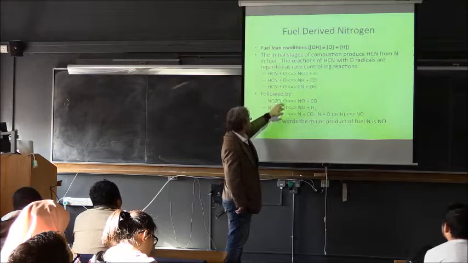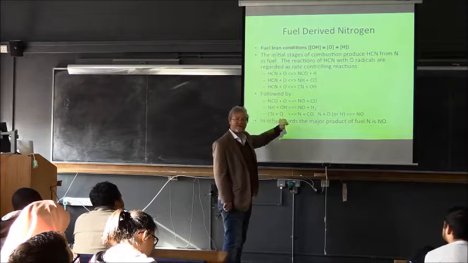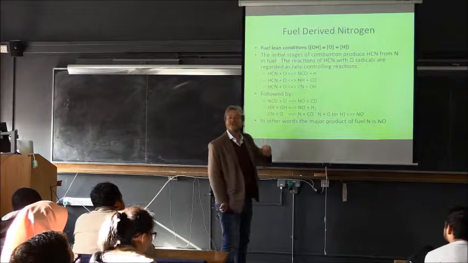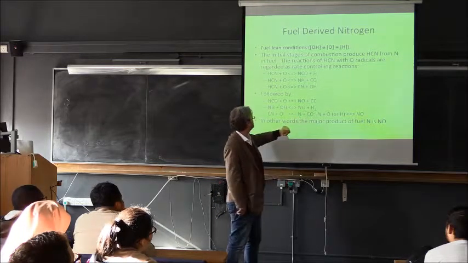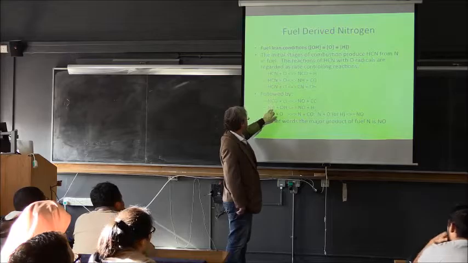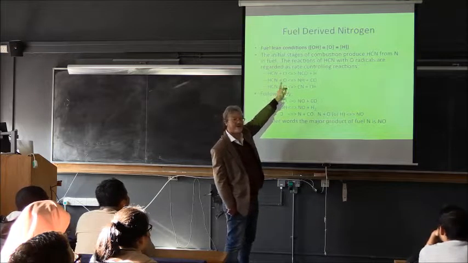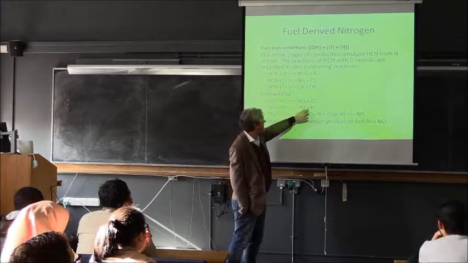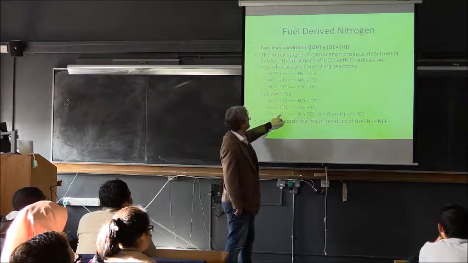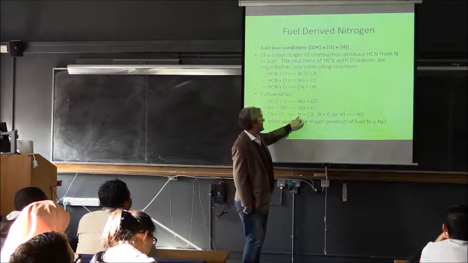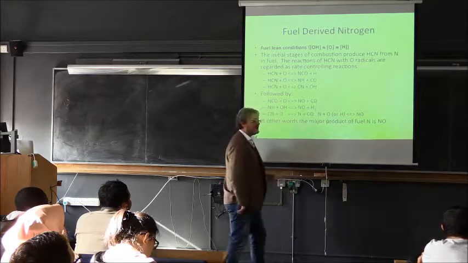The NCO from the first reaction interacts with oxygen. Remember, we're fuel lean, so it's an oxygen radical now, and it gives you NO plus CO. The NH can interact with an OH from our fuel lean conditions, remember, to give you NO plus H2. And finally, the CN radical can interact with oxygen to give you N and CO, and then the N subsequently reacts with oxygen to give you NO.